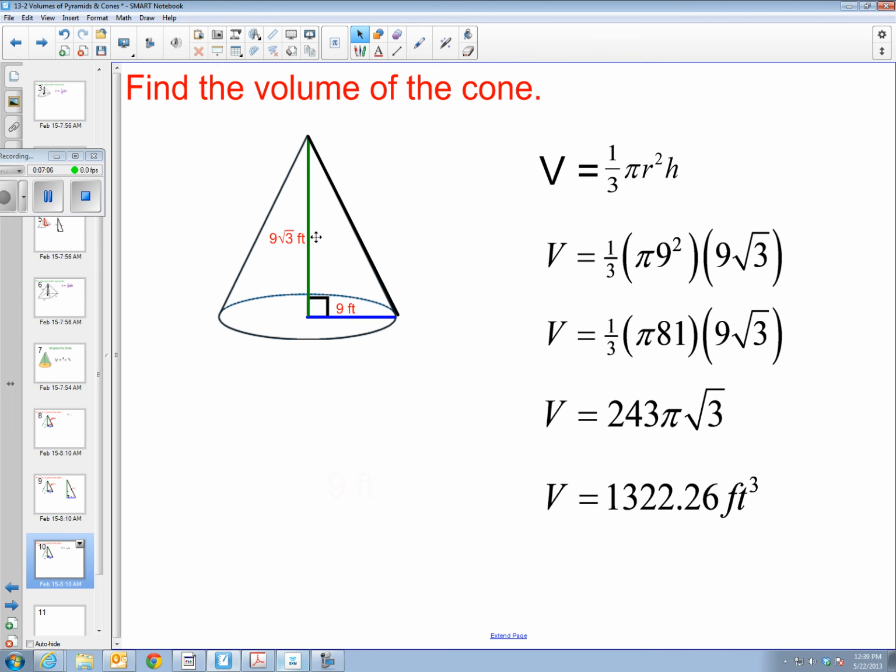If you had a cylinder with radius 9, like we see right here, and a height of 9 root 3, we would have done the exact same calculation, we just wouldn't have done the 1/3, because the cone and the cylinder, which would have the same height and same radius, have the relationship that the cone is 1/3 of the cylinder.